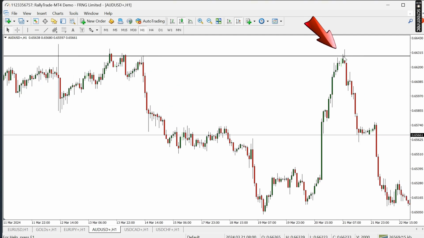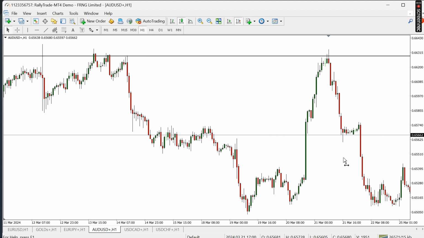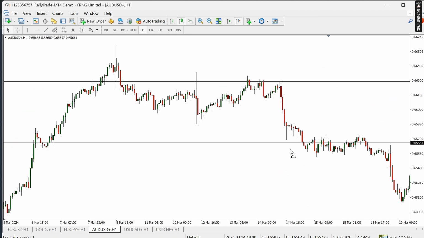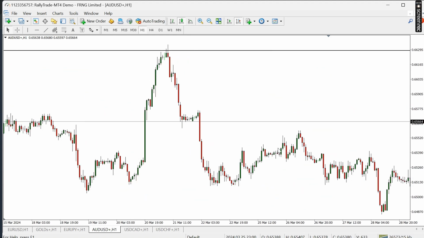Price pushed all the way to this point again. What happened? A massive sell to the downside. Can we see that? So that is how you look at the chart from the technical point of view.